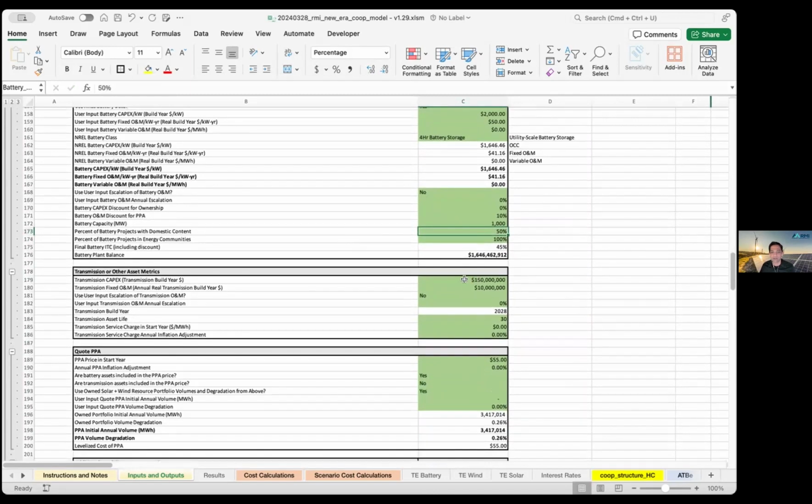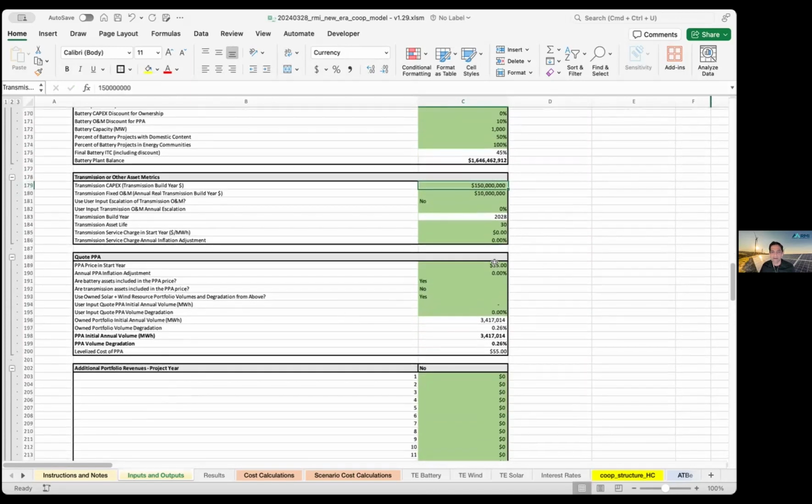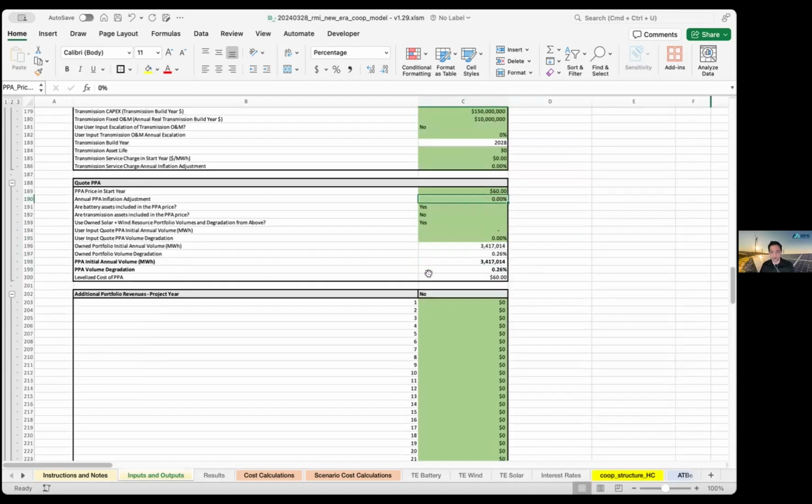I'm assuming that I've got about the same amount of transmission that I need to build, so I'm not changing that. And the quote that I have, well, I don't really have a good quote, so I'm not going to change this any, but I'm really looking at the calculated price here. I'm going to assume that because it's a bigger battery installation, it might be a bit more expensive.